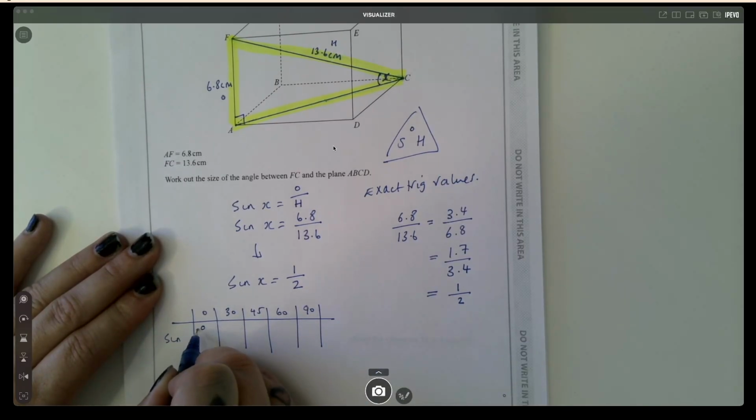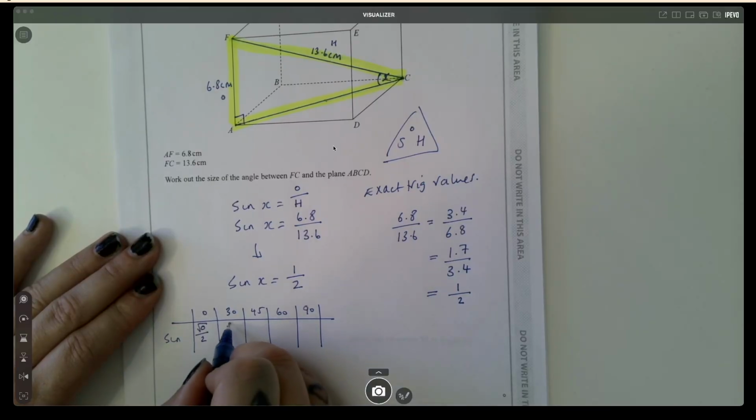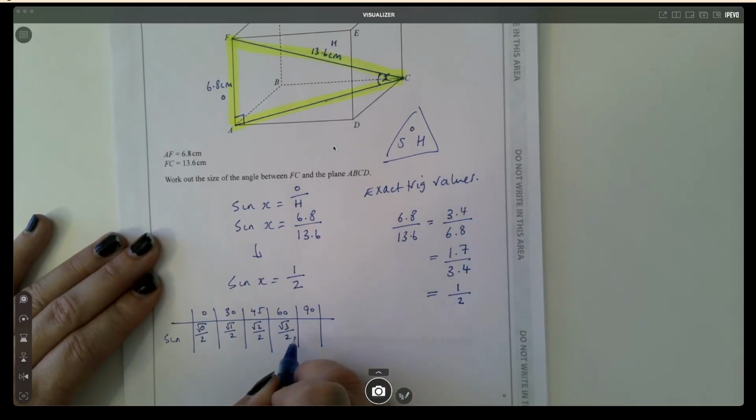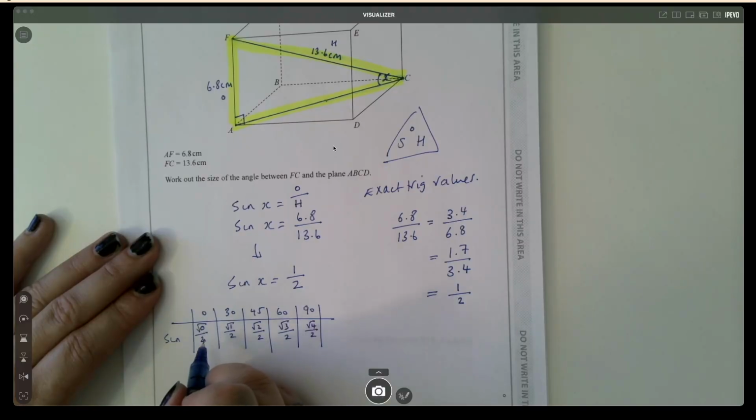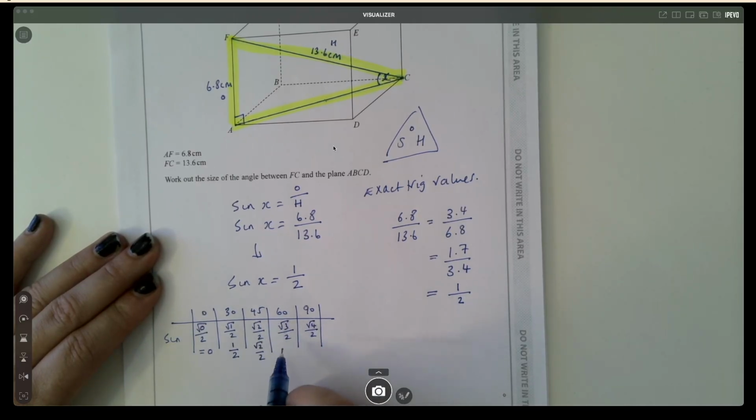We would have root 0 over 2, root 1 over 2, root 2 over 2, root 3 over 2, root 4 over 2. So let's simplify this. So root 0 over 2 becomes 0. Root 1 over 2 becomes a half. Root 2 over 2 stays as it is. So does root 3 over 2. Root 4 over 2 becomes 2 over 2, which is 1.